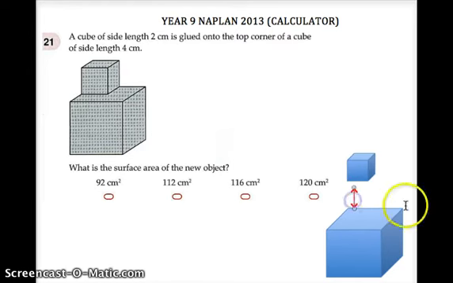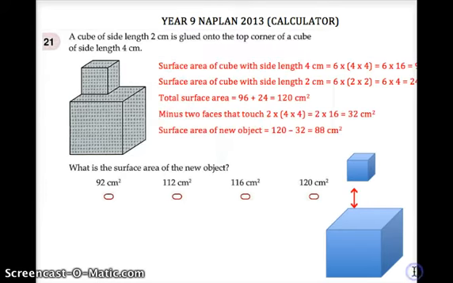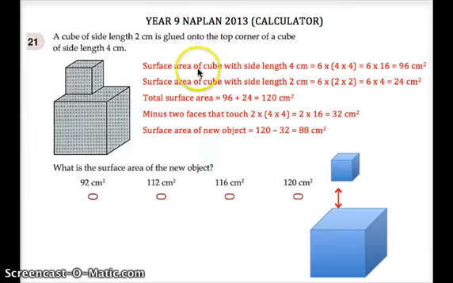So like I said, the best way to do it would be to first work out the surface area of each cube separately. So surface area of cube with side length 4 centimeters. Remember there are 6 faces on each cube, and we're looking at the bottom cube. Surface area of cube with side length 4 centimeters.